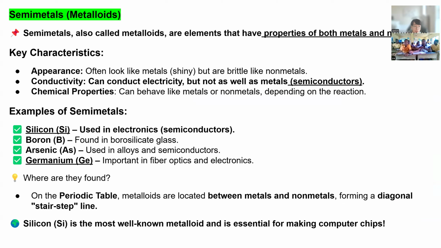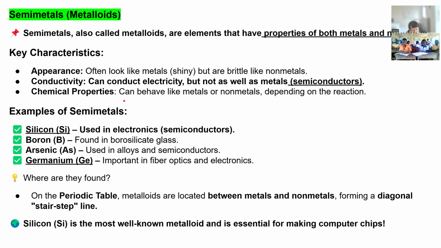Let's look at some more properties of semimetals. Semimetals are metalloids, which are elements that have properties of both metals and nonmetals. For appearance, they often look like simple metals. They're shiny, but a little brittle, like nonmetals. For conductivity, they can conduct electricity, but not as well as metals. Because they are semi, they can conduct electricity, but it does not work as well as metals.